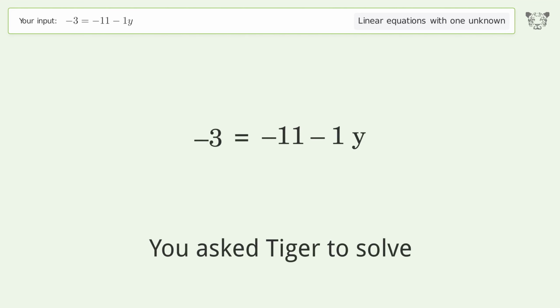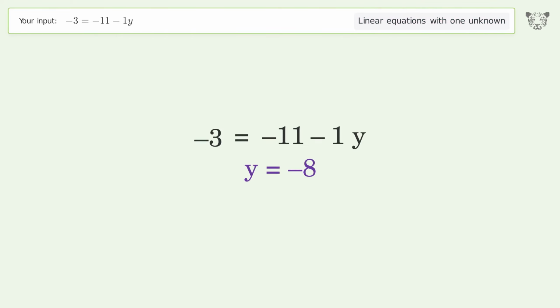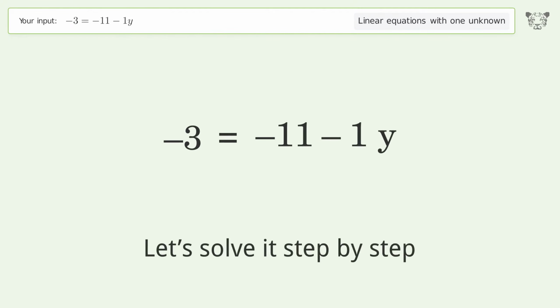You ask Tiger to solve. This deals with linear equations with one unknown. The final result is y equals -8. Let's solve it step by step.